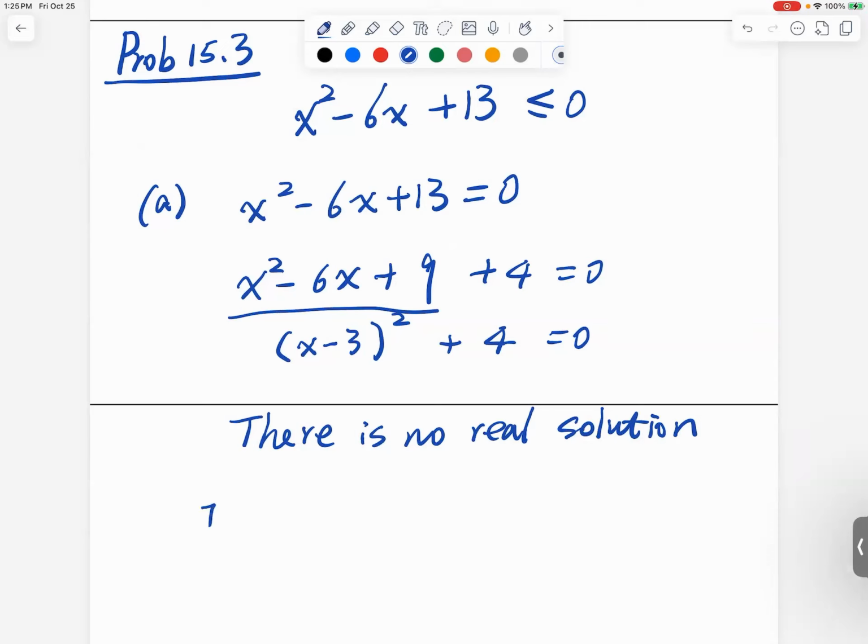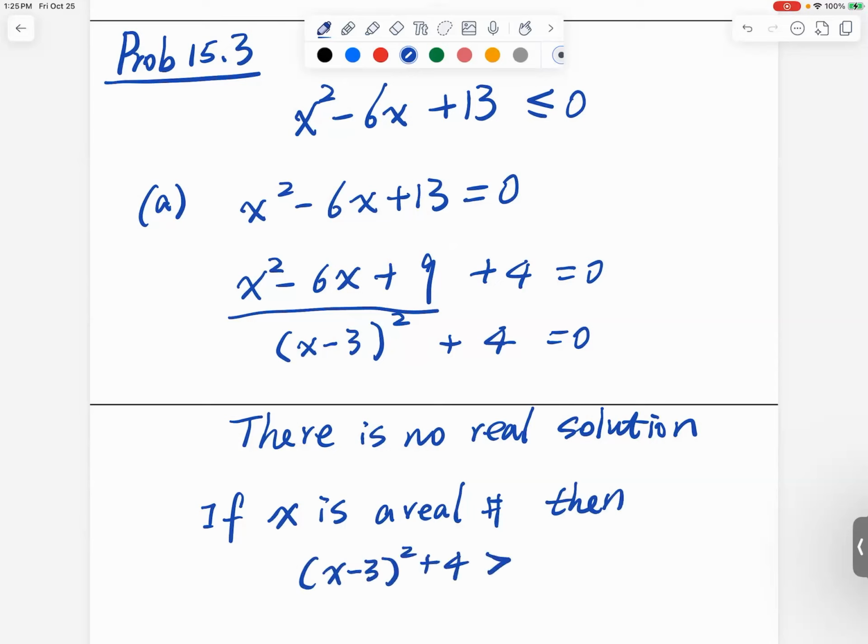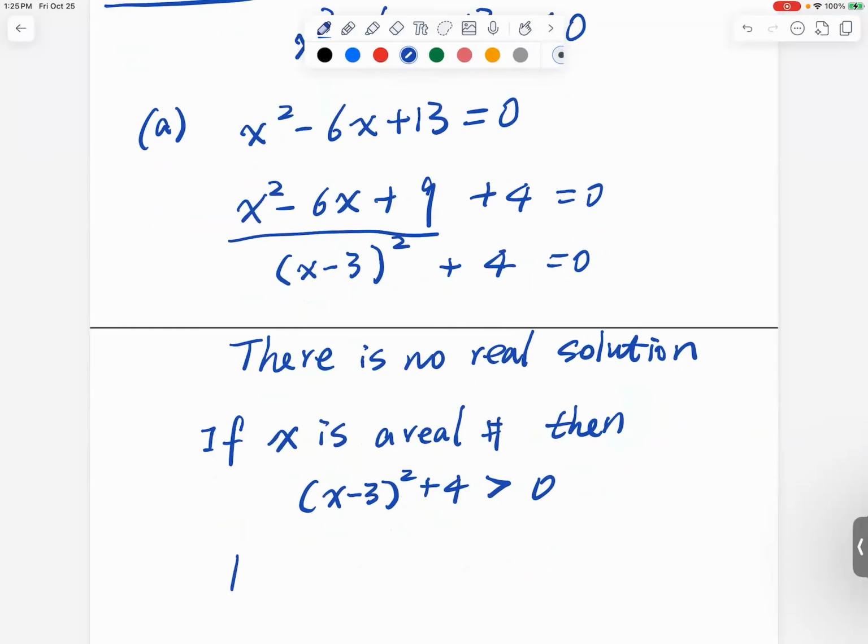And this quantity, if x is a real number, then x minus 3 squared plus 4 is always bigger than 0, right? So what does it mean? The inequality has no solution. I mean, if x is a complex number, we cannot compare complex numbers with 0, so it doesn't apply here. Okay, so this is based on our experience.